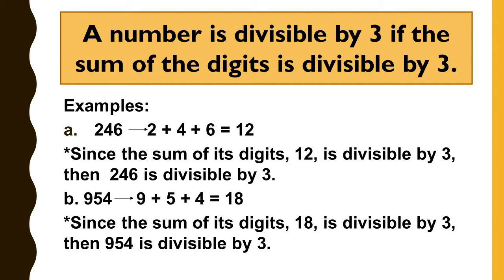For example, 246. 2 plus 4 plus 6 is equal to 12. Since the sum of its digits, which is 12, is divisible by 3, then 246 is divisible by 3. To determine if 954 is divisible by 3, all you need to do is to add the digits. 9 plus 5 plus 4 is equal to 18. Since the sum of its digits, which is 18, is divisible by 3, then 954 is divisible by 3.